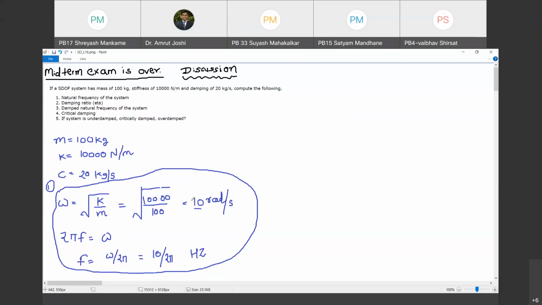So half the mark is allotted for the number magnitude, half the mark is allotted for the unit. Now if you have to write down this frequency in hertz, then the relationship is 2 pi f is equal to omega. So f is equal to omega upon 2 pi. So 10 by 2 pi, whatever that number is, this is the natural frequency of the system in hertz.